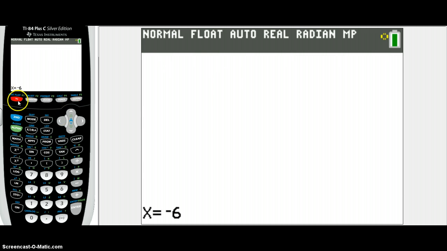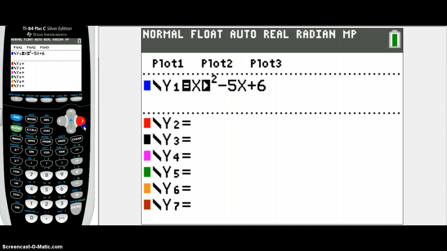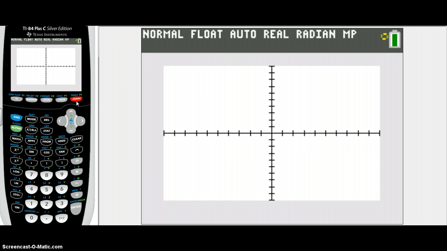Now if your parabola, I'm just going to change a couple things in here. I'm going to change this minus to a plus, and I'm going to change this plus to a minus. When I graph this, I can't see my min or max anymore. I could still calculate the zeros and do that, but if you want to find the min and max, you have to change the window.